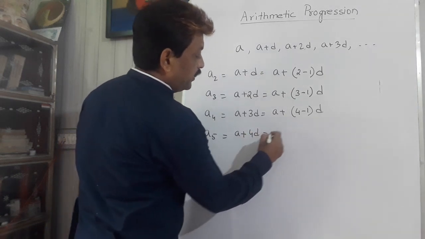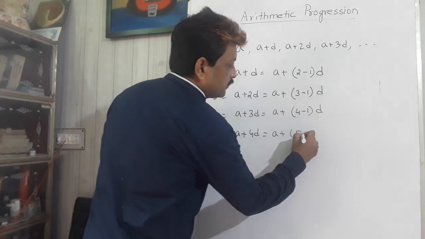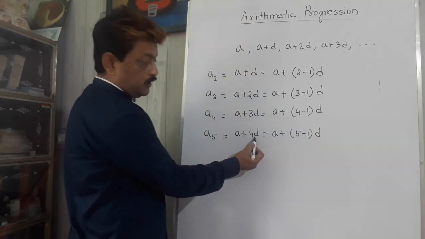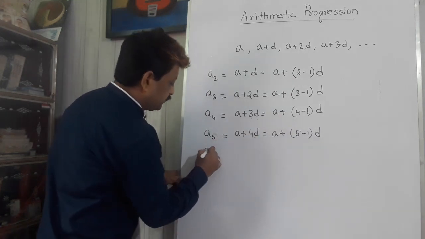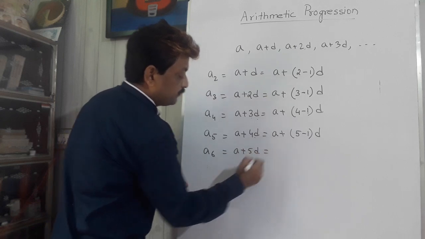And how will it be obtained? A plus, since here it is 5, it will be 5 minus 1 d. That is a plus 4d. Okay, 4 minus 1 is 3d. Similarly for the sixth term, it is a plus 5d.